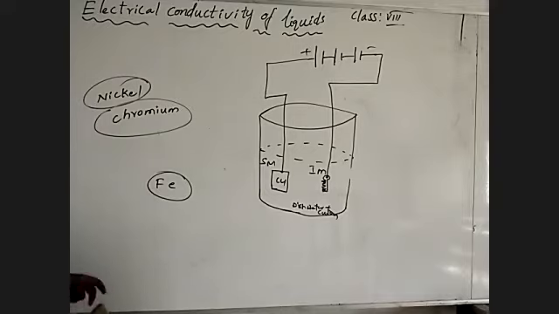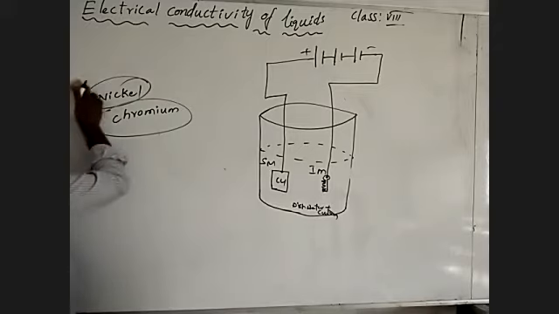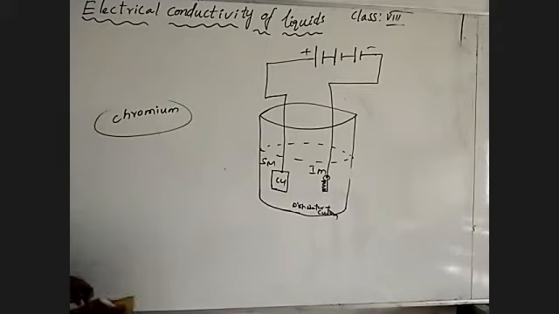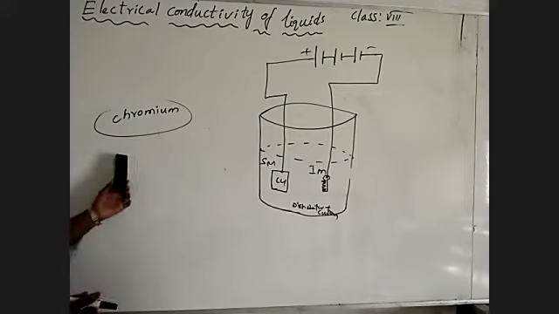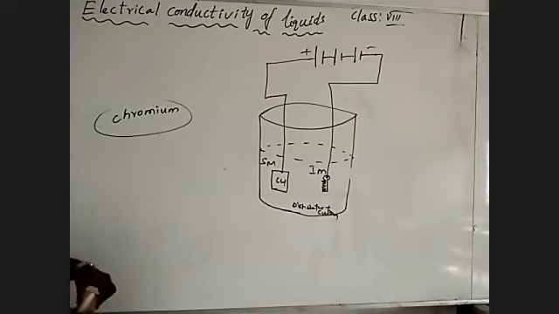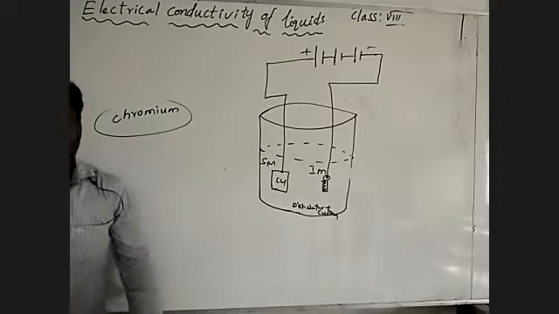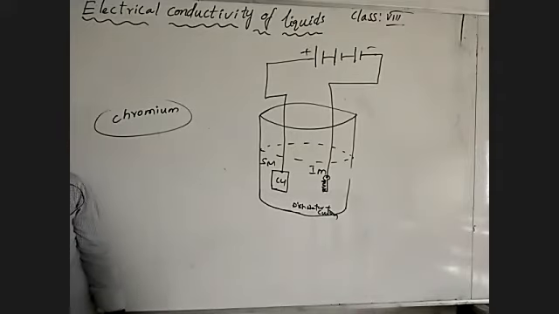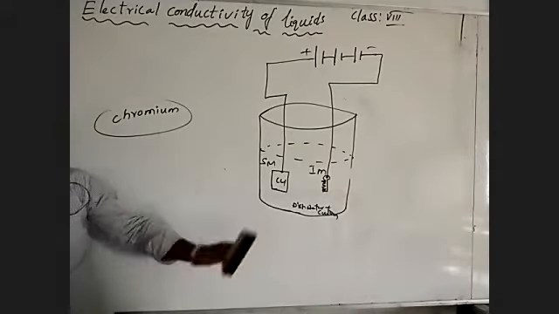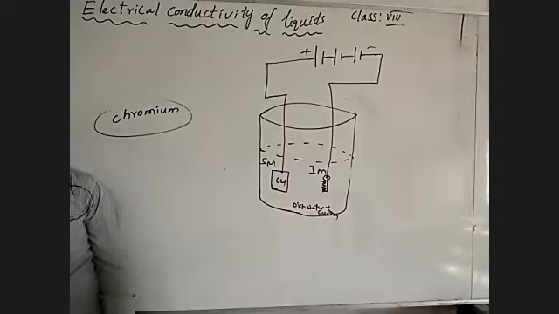Understand? And chromium is mostly used for industrial purposes. They use chromium to coat inferior metals in industry. Chromium is suitable to make the coat on the inferior metal, iron, to avoid the formation of rust. It protects from corrosion.